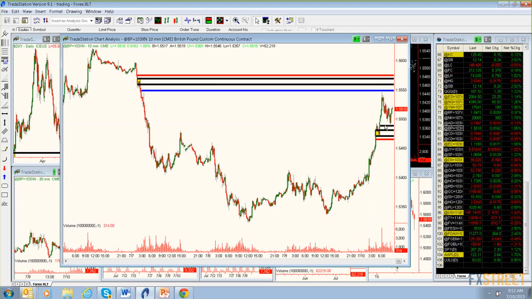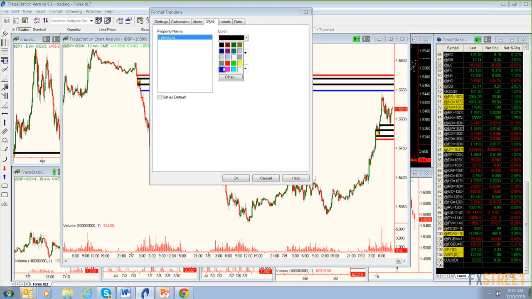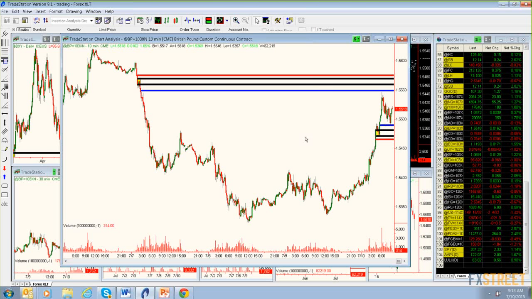So let's put this at 154.90 on the pound. Go to the up right there. So the blue line's the target, red line is to manage the risk.